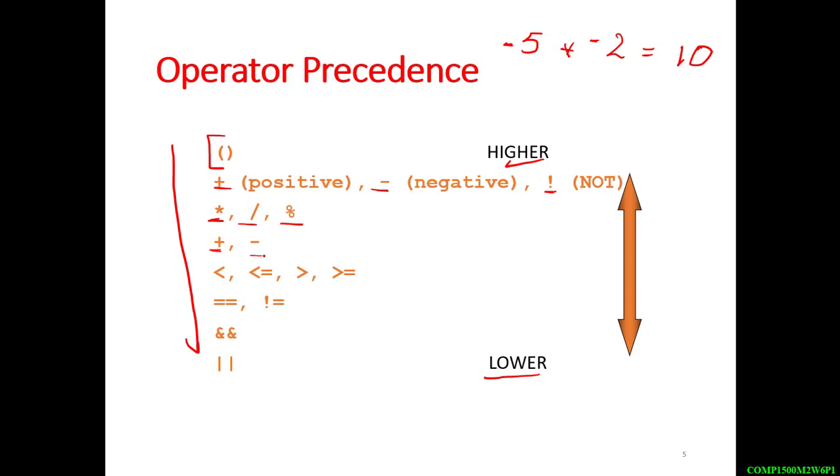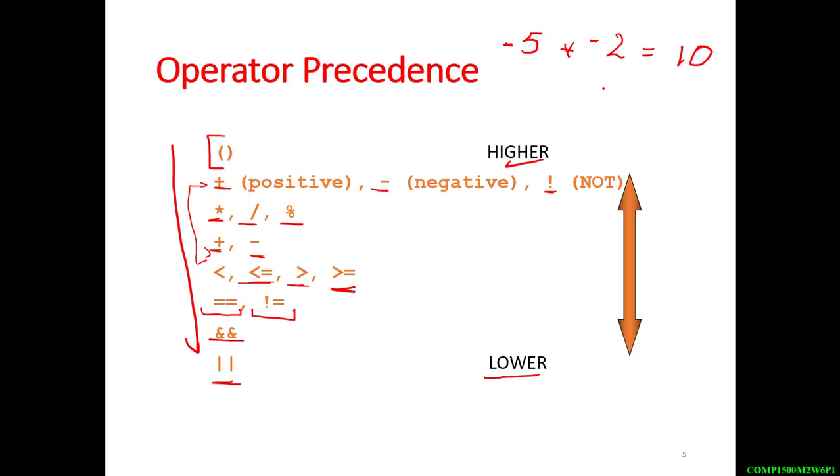Then we have the comparison operators. This is less than or equal, greater than or equal. This one is equal. This one is not equal. This one logical and this one is logical or. So these are the precedence, and this is how we are going to go about them. So in order to understand them more, we need to understand this through examples.